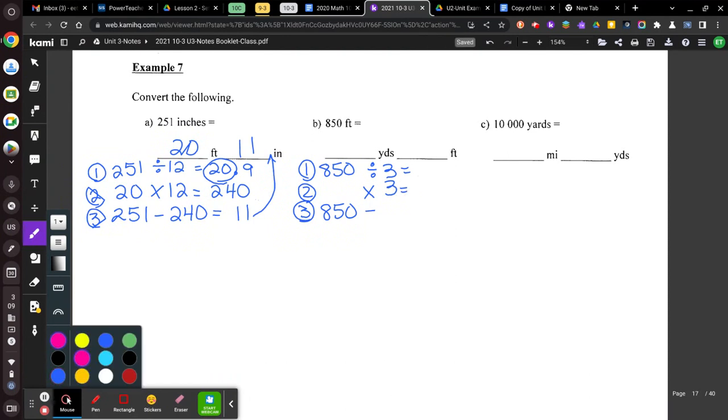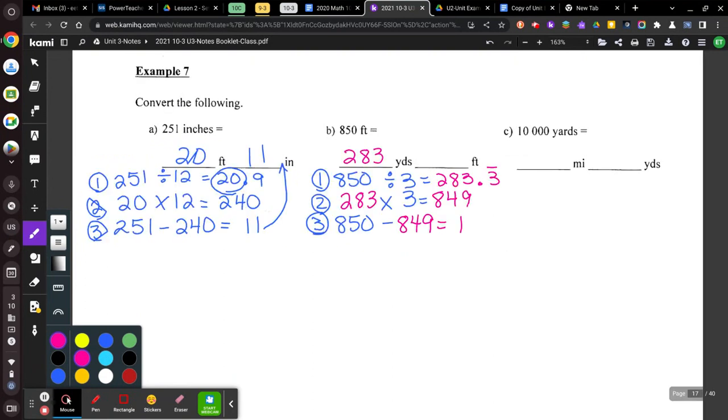Okay. So we're going to get 283.3 repeating. So I want my 283. 283 goes here, and I times it by 3 now. And that gives me 849. That's the number I subtract. And I have 1 left over, which is my answer on top. I get 1 left over.